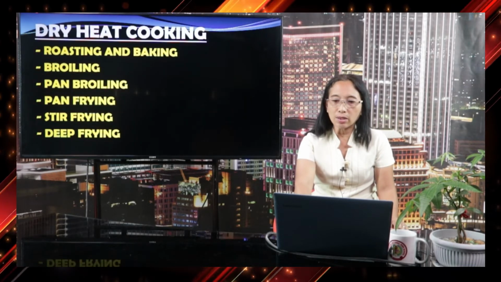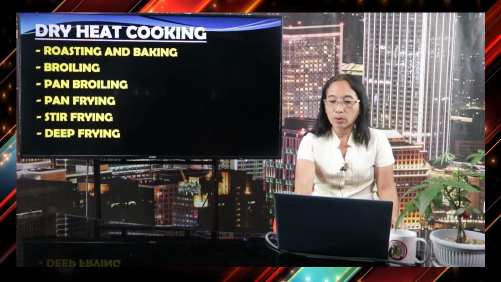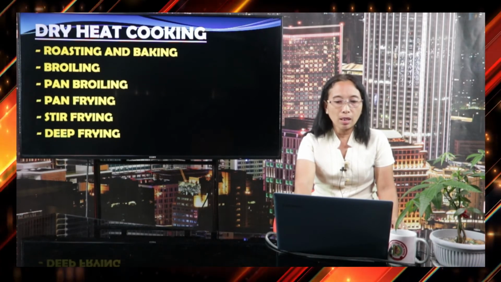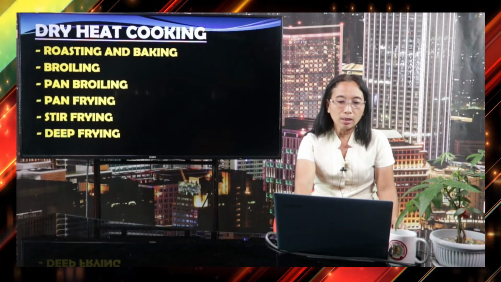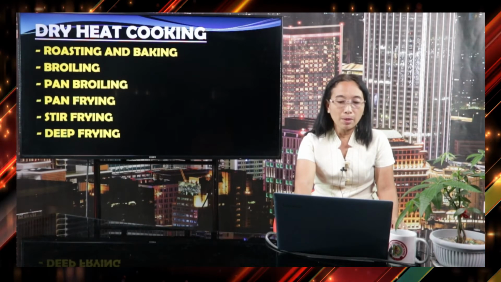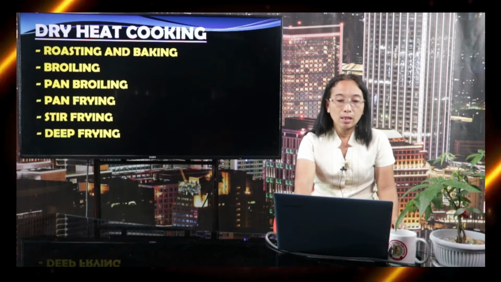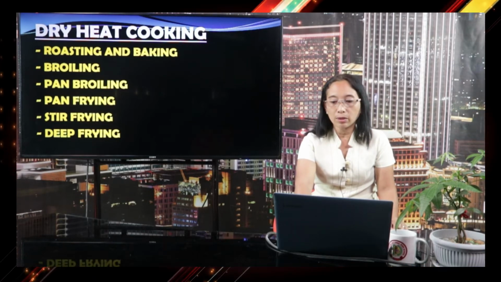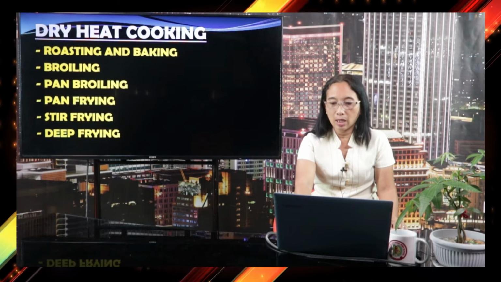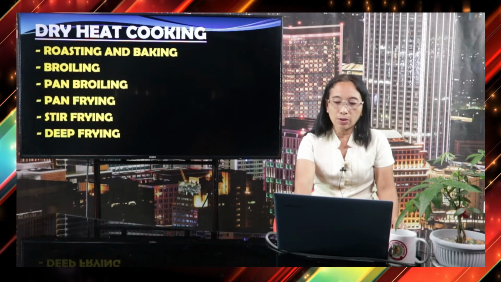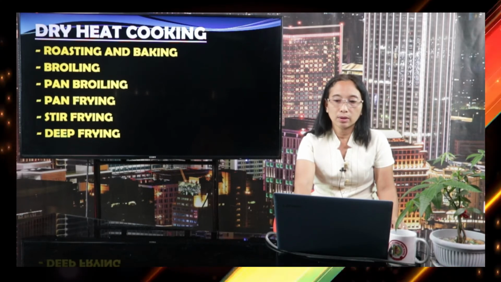So again, students, the dry heat cooking methods are the roasting and baking. We have the broiling, the pan broiling, the pan frying, stir frying, and deep frying. These cooking methods are suitable for tender cuts of meat like the porterhouse and the T-bone.